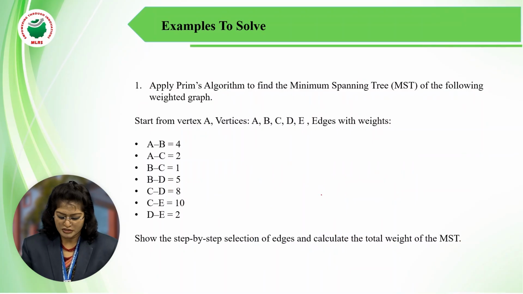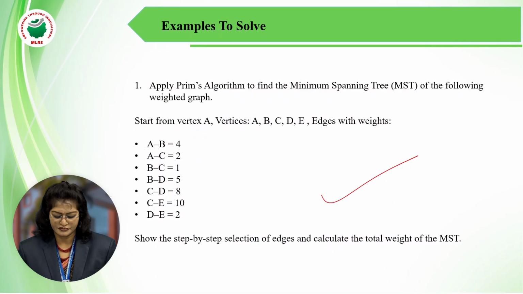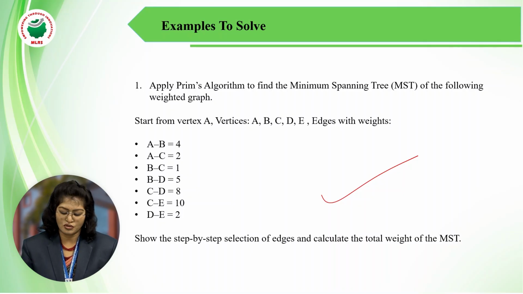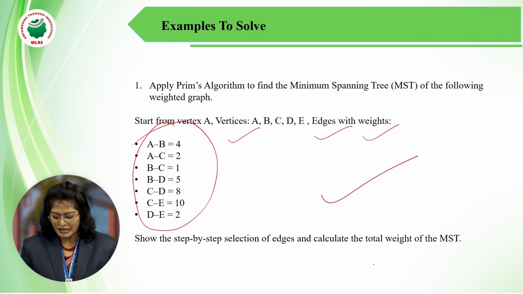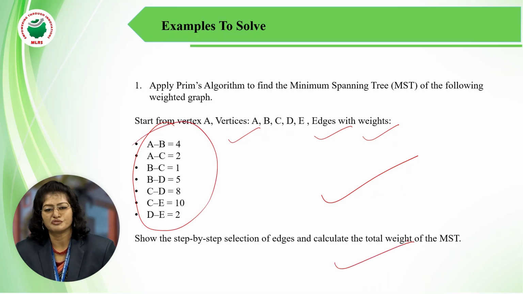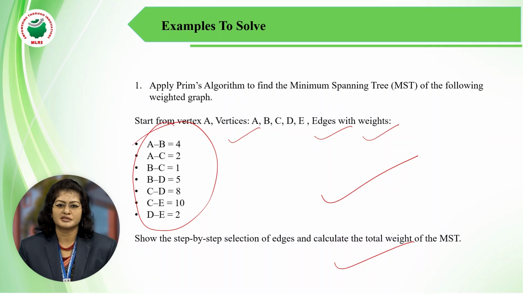So this is a question you can solve for the next procedure. I haven't given any diagram. You have to draw it. I have given the vertices and the edges and the weights. So create a diagram by yourself by seeing all this and calculate the minimum cost spanning tree by using Prim's algorithm.